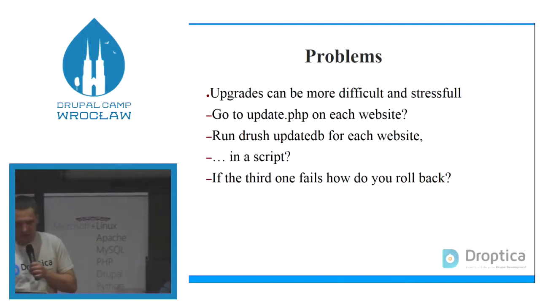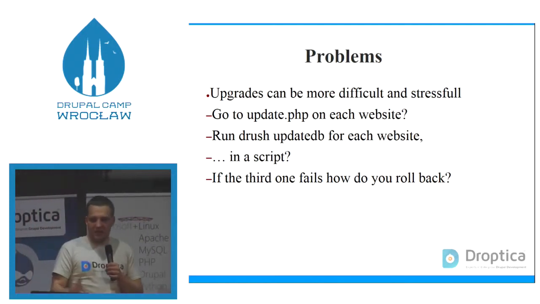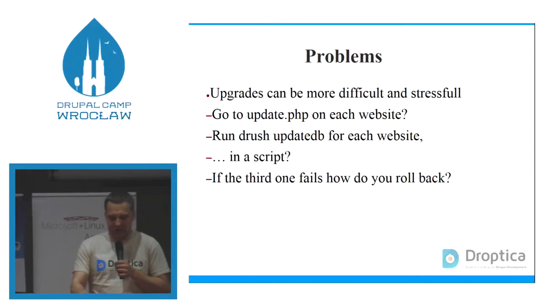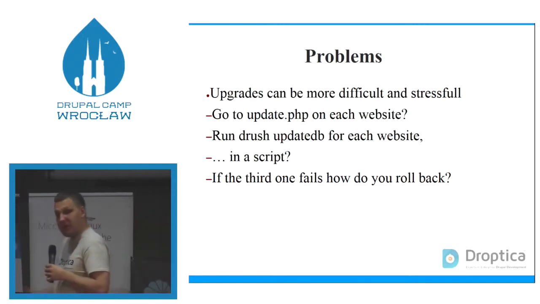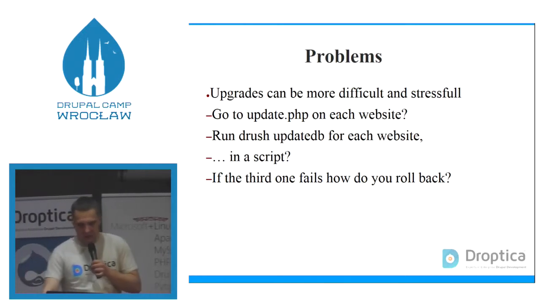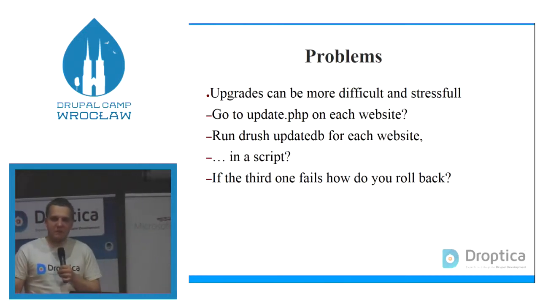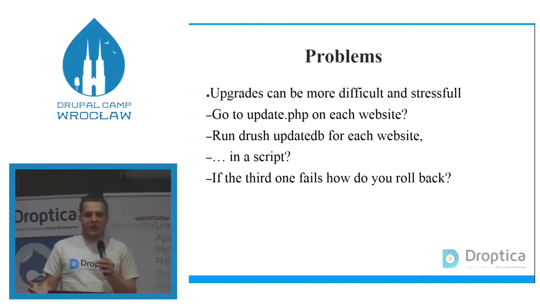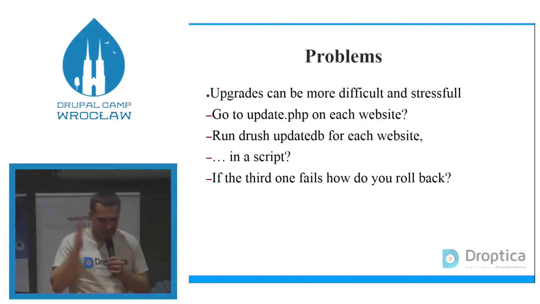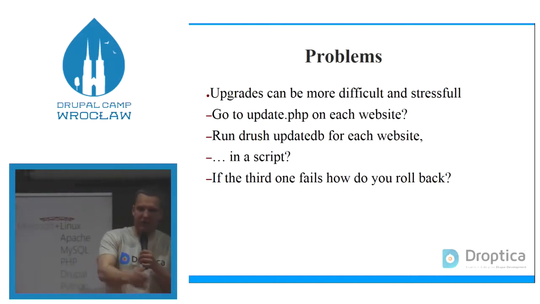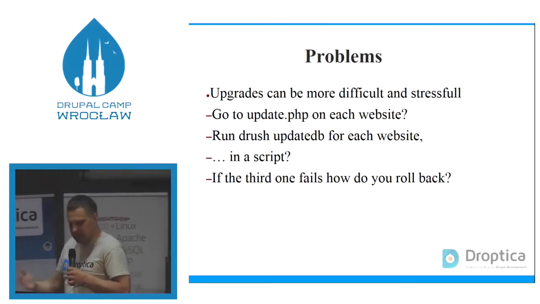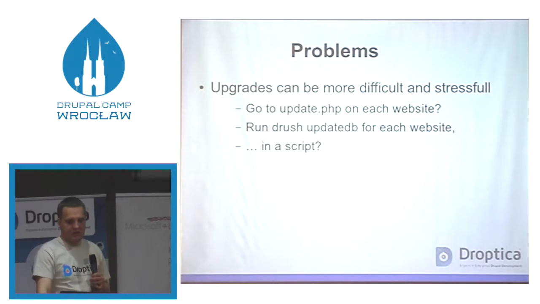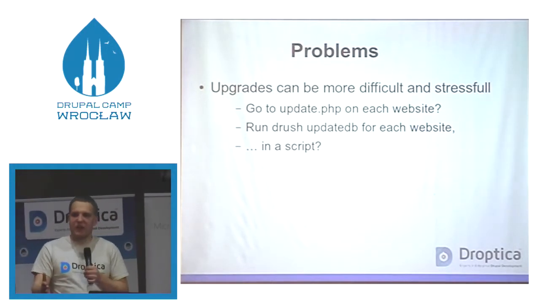And maybe you can do drush update database for each website. Go into each single folder, drush update, yes, next website. That may be quicker, right? Maybe quicker in a script. Or you write a script which actually goes into each website and bam, update PHP on 1, 2, 3, 4, 60, and you just sit and watch. That's maybe a good approach, but what if the third update fails, right?